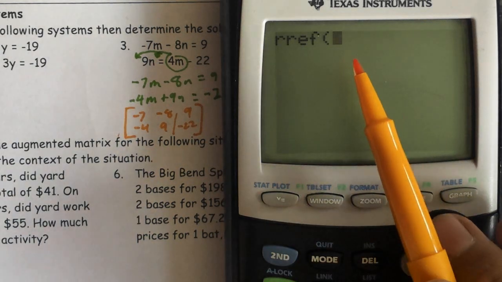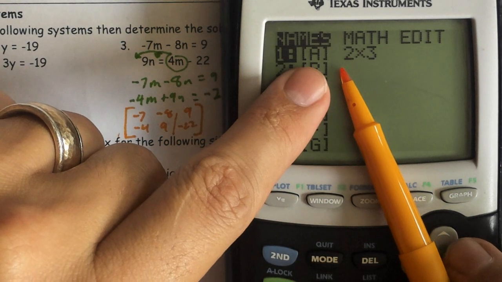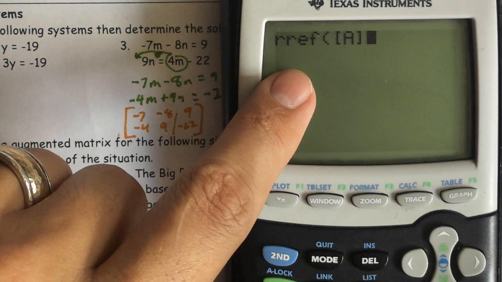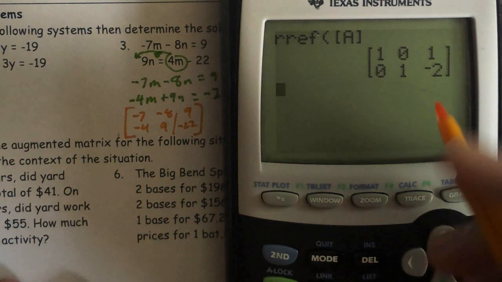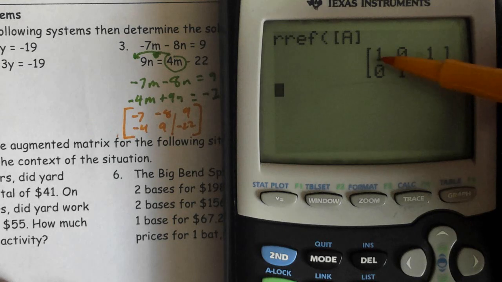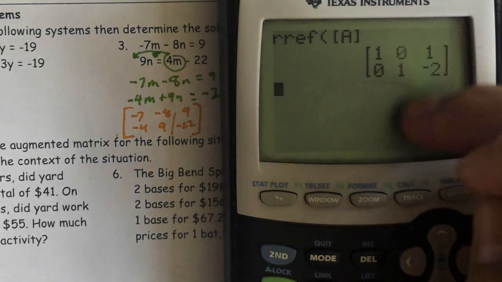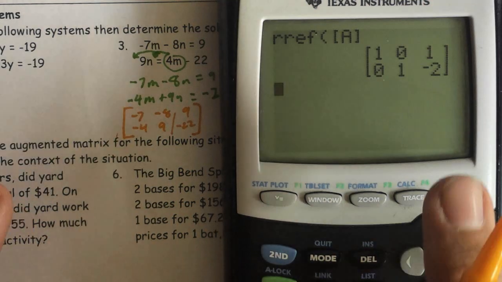So RREF, enter. Now we go back to the third time. Second matrix. We put that matrix in there. A. RREF, A. Enter. And there's my solution. What this represents is I have X, no Y, and then X is equal to 1. There would be an equal sign there. Then there's no X, but there's 1 Y, so Y would equal -2. So my first variable is equal to 1, my second variable is equal to -2.